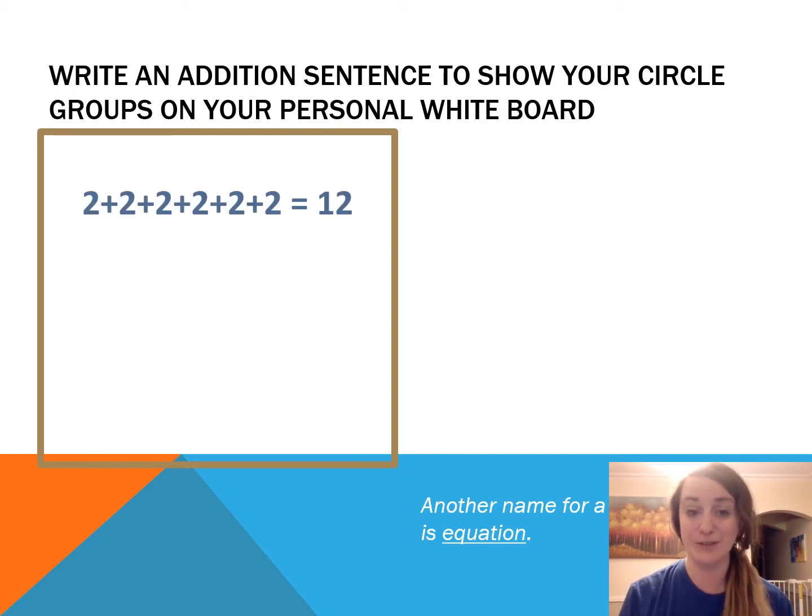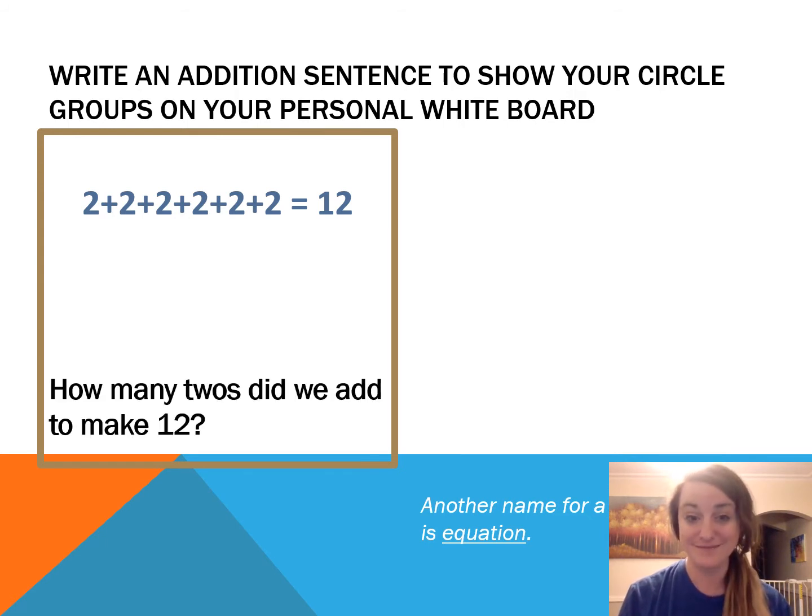Let's start with 2 plus 2 plus 2 plus 2 plus 2 plus 2 equals 12. There are 6 2's in that equation. Take a moment to write it down. Pause the video if you need more time. How many 2's did we add to make 12? We made 6 2's equals 12. Let's write that underneath. As always, pause the video if you need more time.